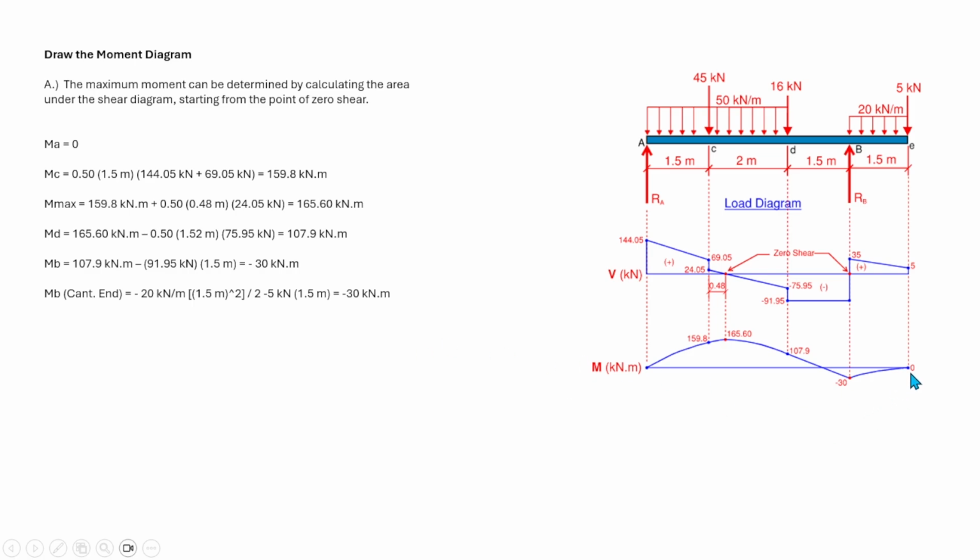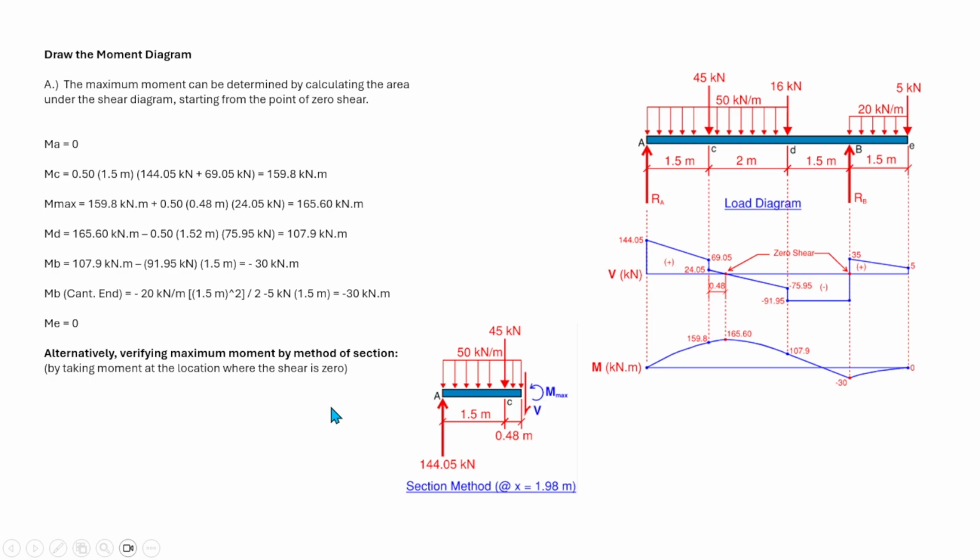Now the moment at point E, we don't have any moment there because that's a free end. It should be 0. So there is an alternative solution to determine the maximum moment. The trick here, if you are just asked to determine the maximum moment, when you draw the shear diagram, once you determine the location of zero shear, you don't need to draw the moment diagram, to save your time, especially if you're taking the exam.